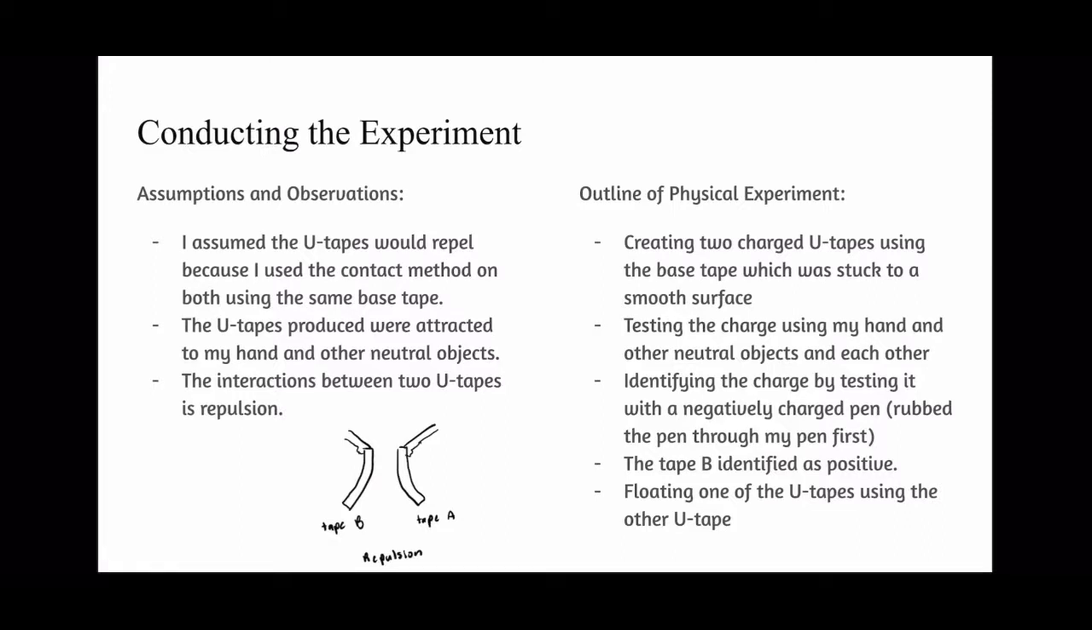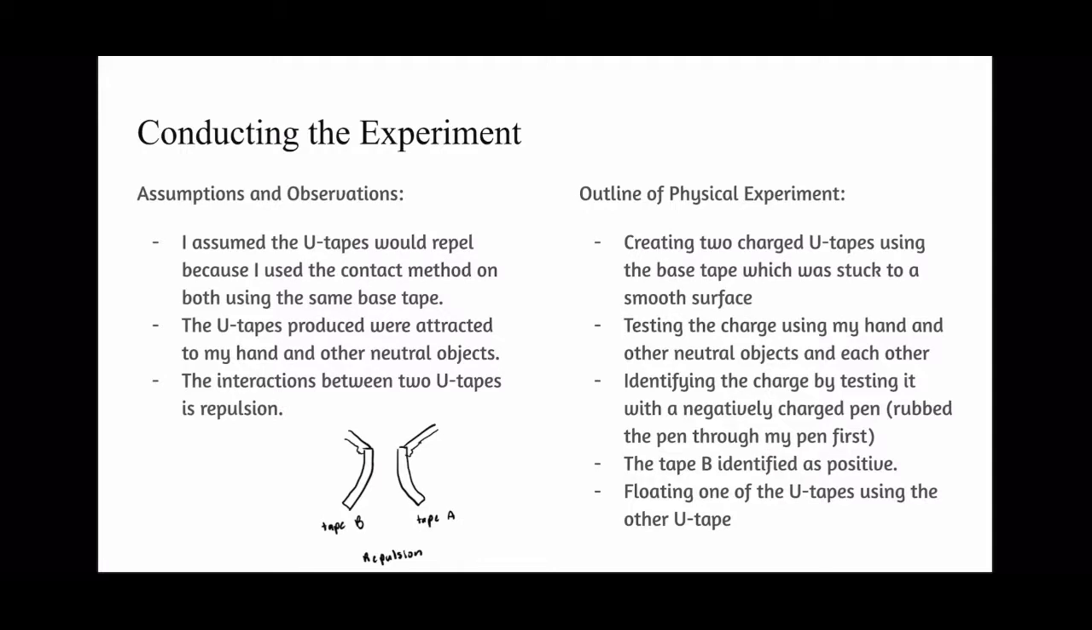I observed when putting my hand and other neutral objects near the tapes, it was attracted because no matter the charge of the tape, it would polarize the neutral objects. The lab continued with me negatively charging a pin by rubbing it into my hair. I used the pin to discover the charge of the U-tapes, and since they were attracted, I knew the tapes are positively charged.